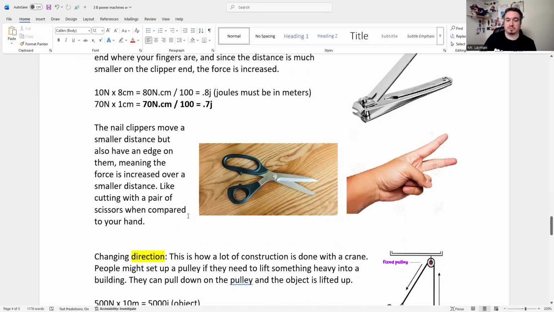The nail clippers move a smaller distance, but also have an edge on them, meaning the force is increased over a smaller distance. This is sort of like saying it's very easy for me to cut a piece of paper with scissors. It's not easy for me to cut a piece of paper with my actual fingers. It doesn't work that way.